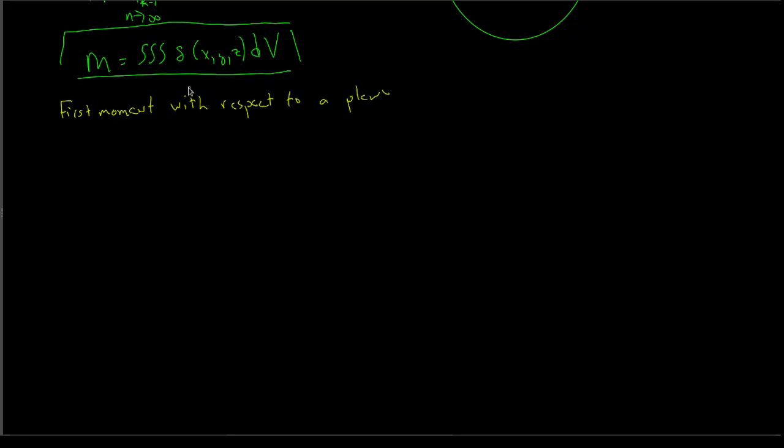So, for example, what plane do I want to look at here? The moment about the YZ plane. So the moment about the YZ plane will be the triple integral through the region of the distance from the x variable in the xy plane, from the origin, times its density function, times its volume element.